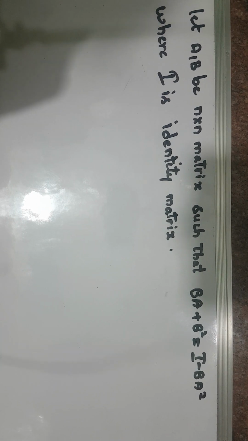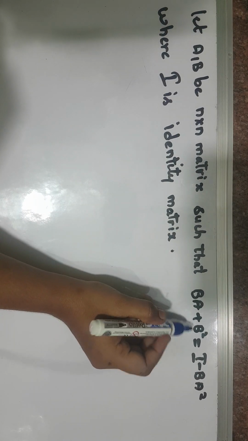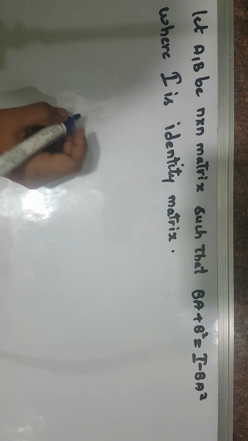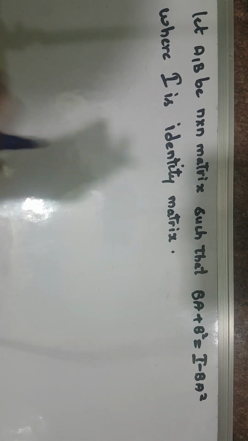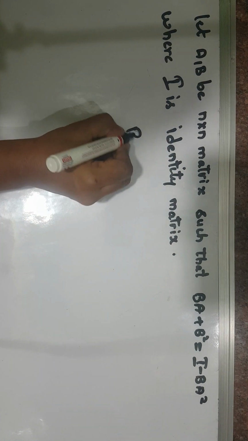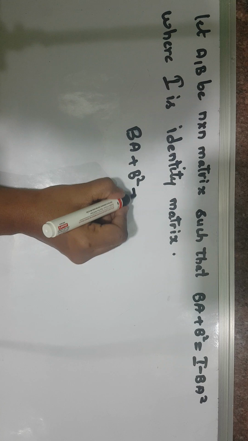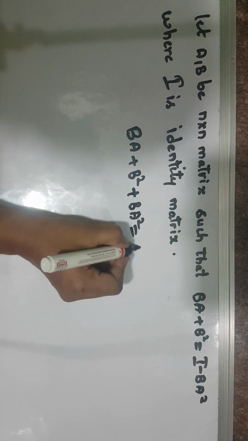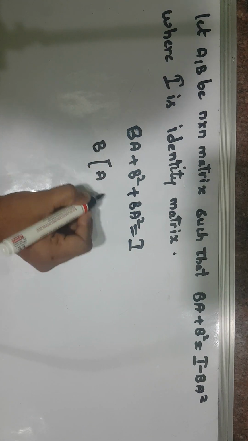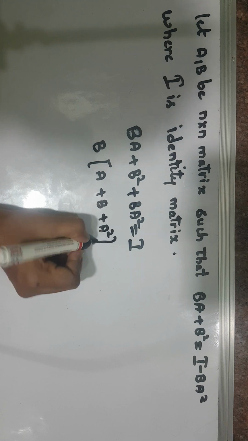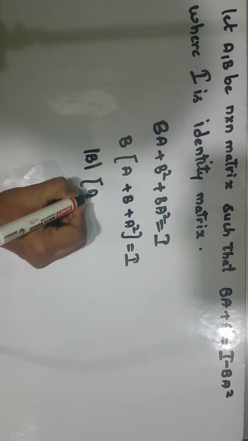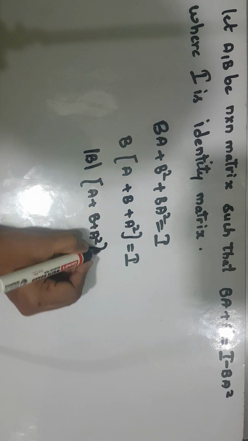Let A, B be n cross n matrices such that BA plus B square is equal to I minus BA square, where I is the identity matrix. We can write this in the form BA plus B square plus BA square equals I. Now take B common, so B times (A plus B plus A square) is equal to I.